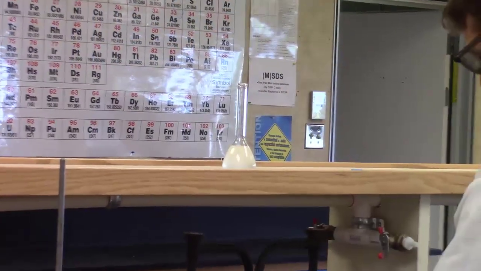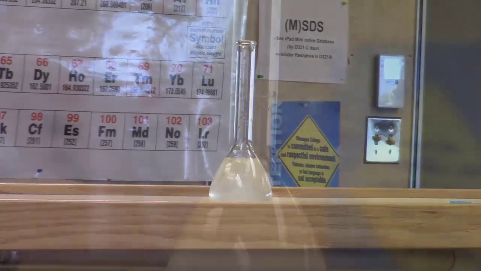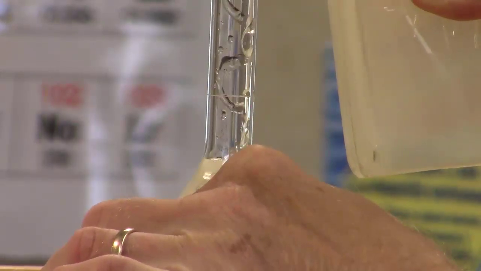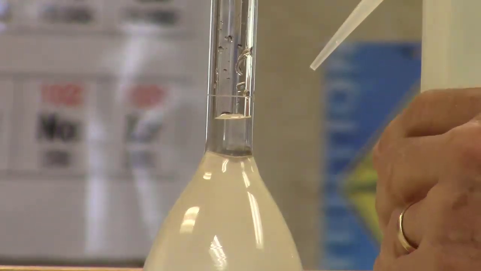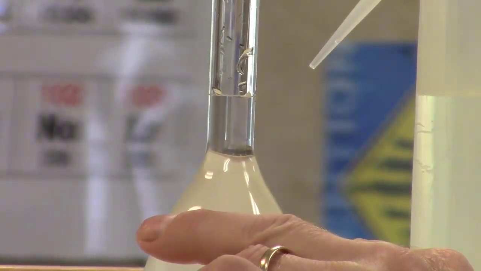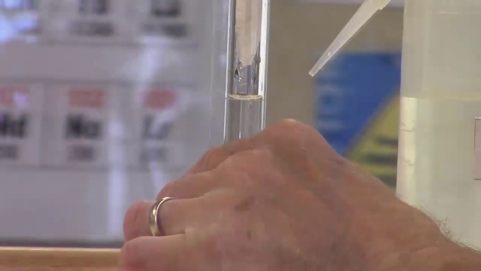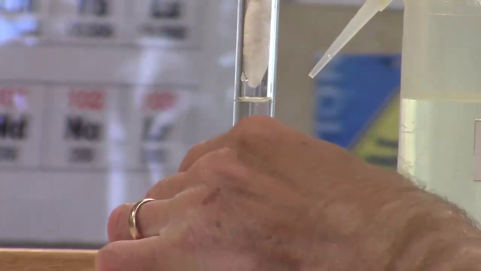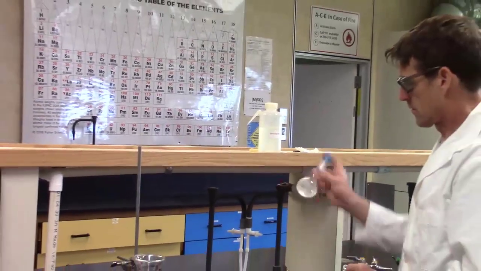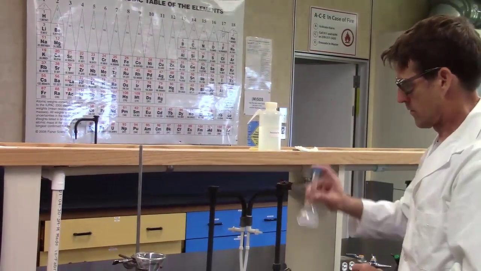Enough deionized water is added to bring the liquid level to the designated mark. Note again the added precaution of removing any water from the upper part of the volumetric flask before thoroughly mixing.